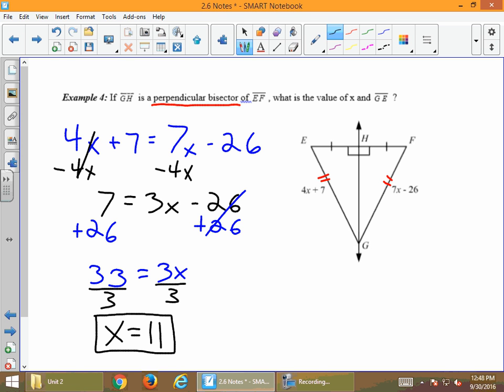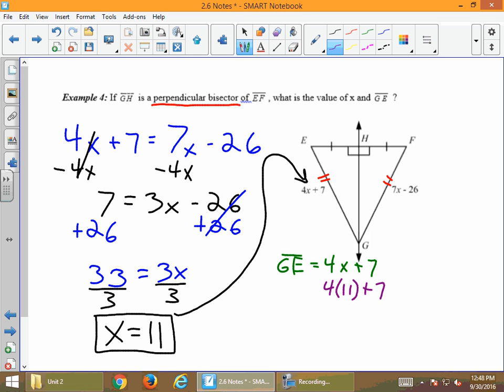Plug it in to find GE. Here's GE up there, General Electric. GE did equal 4x plus 7, but I was told that I had to find that side and plug it in. So it's going to be 4 times 11, because that's what x was. So 4 times 11 is 44. 44 plus 7 is 51. Good call. 51 is the answer.